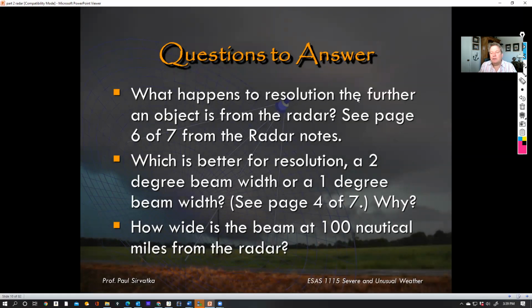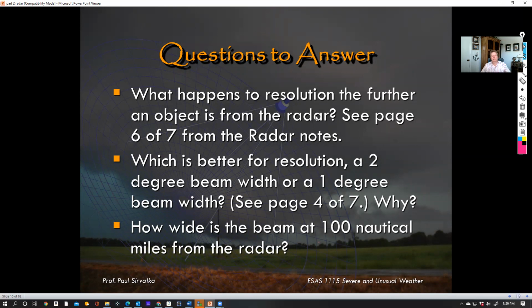Okay, so what happens to the resolution the further an object is from the radar? I want you to go ahead and put this in your notes: it's going to be worse. The further you are away from something, the worse the resolution, because the beams are 2 miles across at 100 nautical miles. So if there's details, I'm not going to see that. It all fits within one beam.